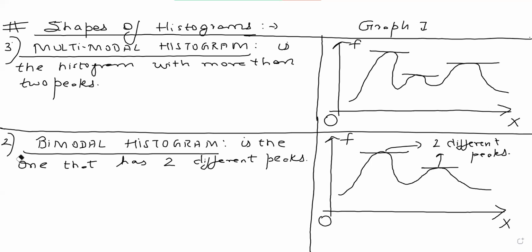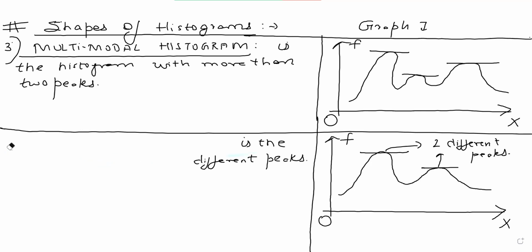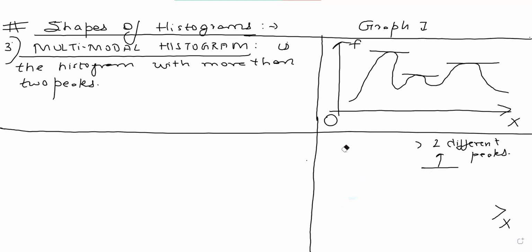Then, based on symmetry, I can also classify the histogram into the following type. If I erase this point off, the fourth point is the symmetric histogram.